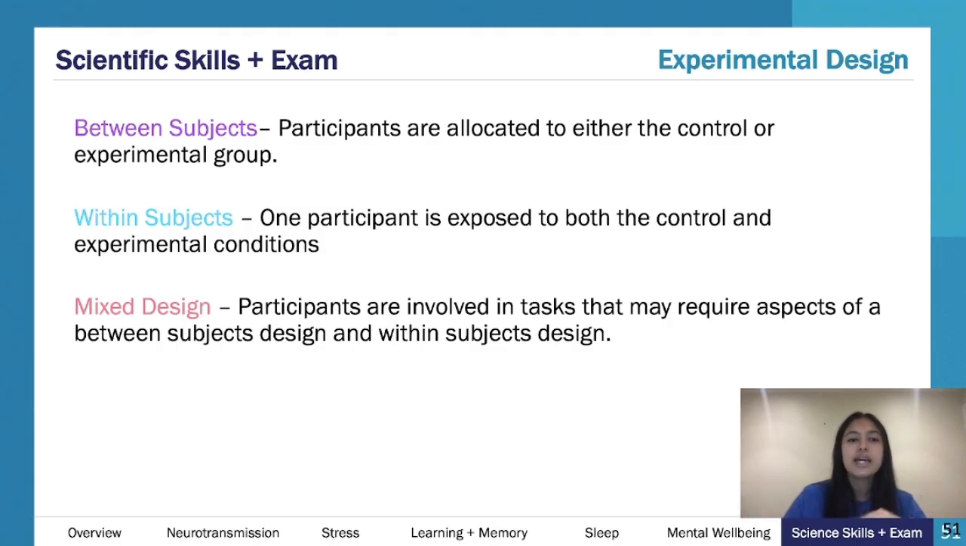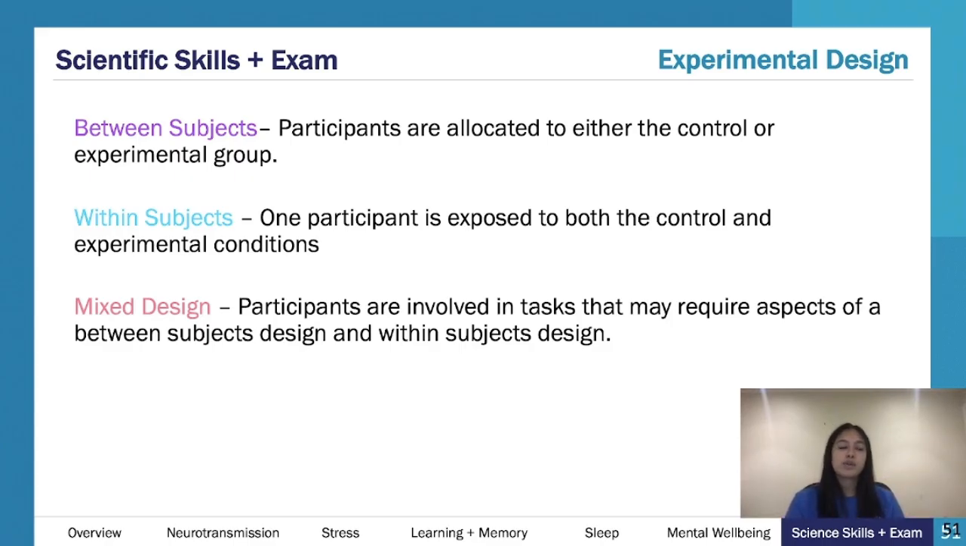Between subjects is when you have subjects that are allocated to different groups. So they're all in different conditions. They're all part of different trials almost. With your within subjects, you've got one group of participants and they're exposed to both the control and the experimental.